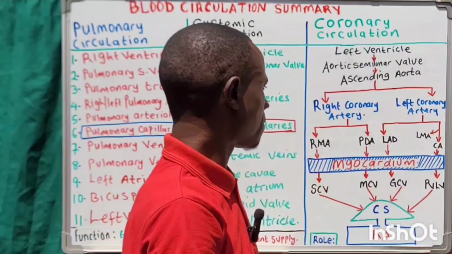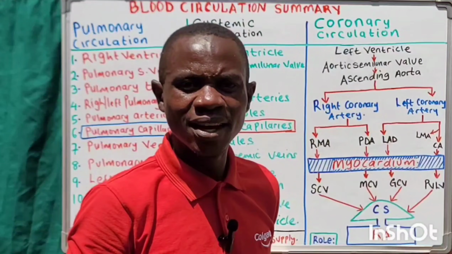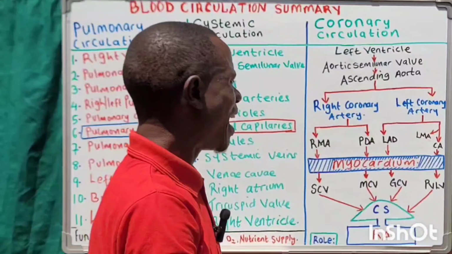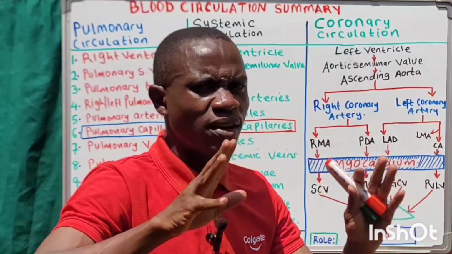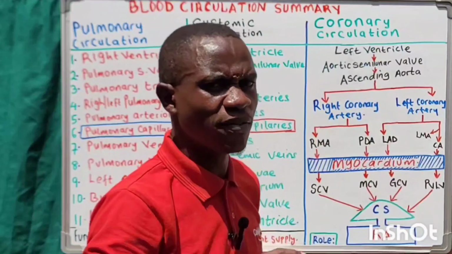Now, the left coronary artery will give off two main branches. The first one is the circumflex artery, which supplies a small part of the left atrium. This circumflex artery also gives off a minor branch which we call the left marginal artery. Very important.